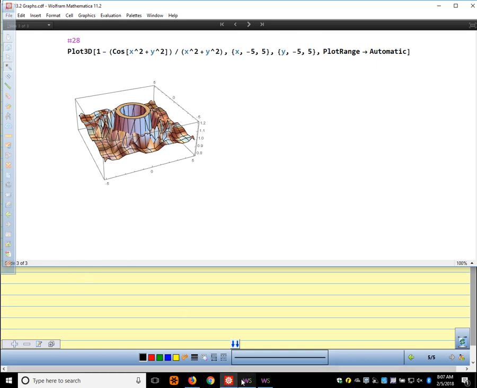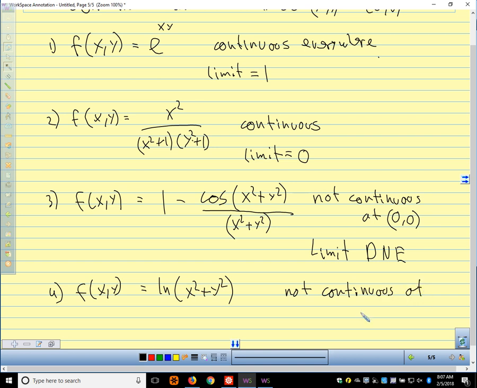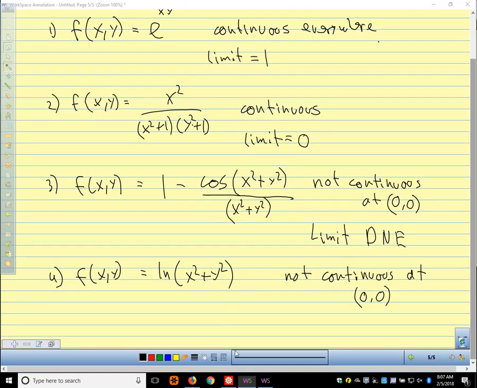All right, let's take a look at one more, and then we'll talk about one where we have discontinuity at more than just a point. How about the natural log of x squared plus y squared? We're going to have a problem at 0, 0. So it's going to be not continuous at 0, 0. And so our limit as x, y approaches 0, 0 is not going to exist.